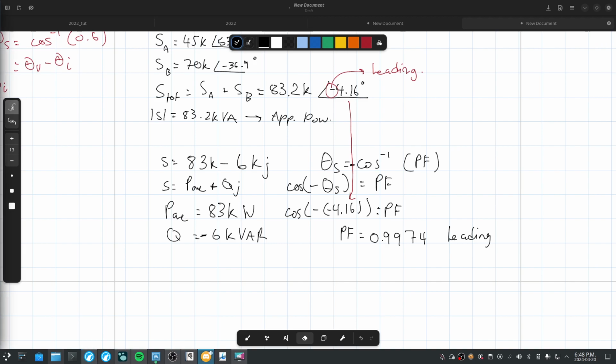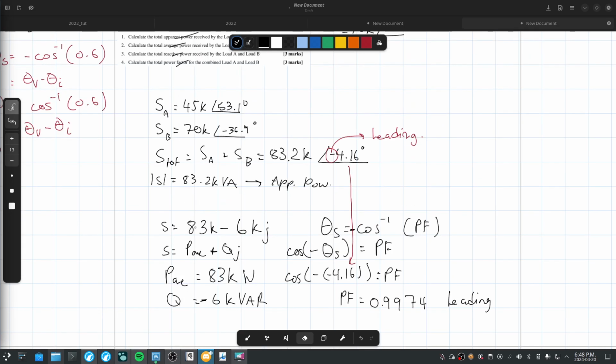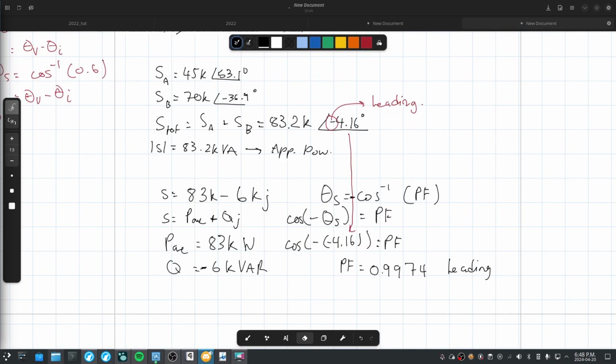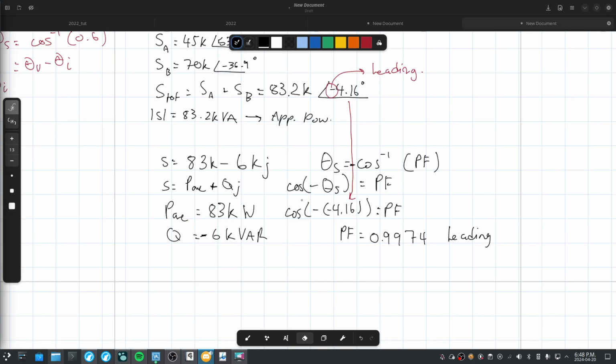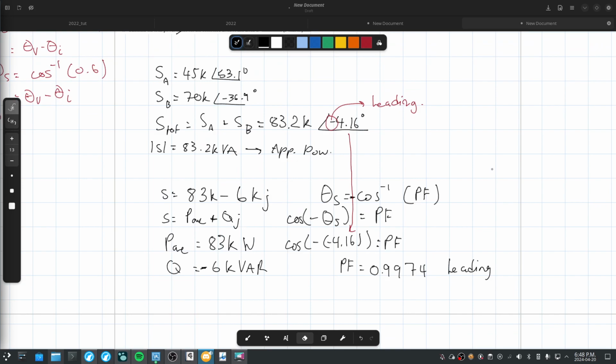Is the angle always going to be negative? No. Usually, if you're finding the magnitude anyway, whether or not the angle is negative doesn't matter. Does it depend on lagging and leading? Okay, so these two are directly related. If your final answer has a negative sign, that means it's leading. If it's positive, that means it's lagging.